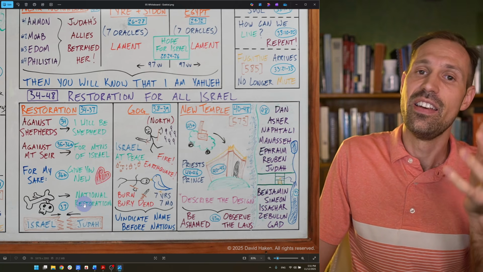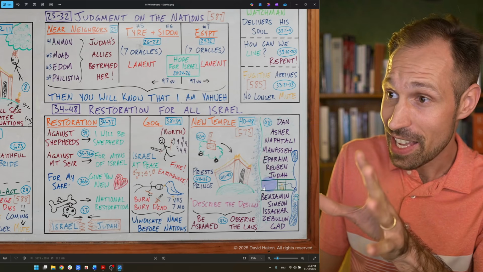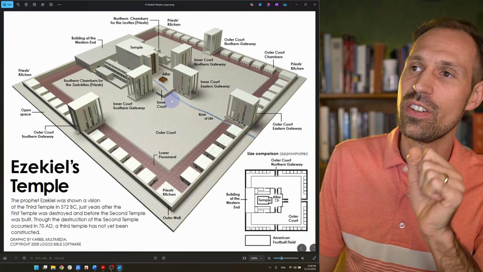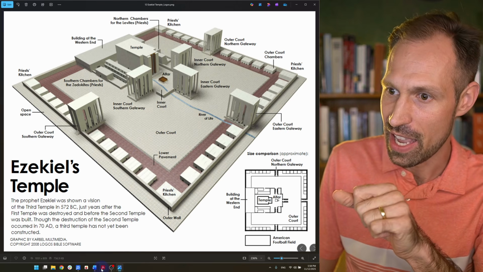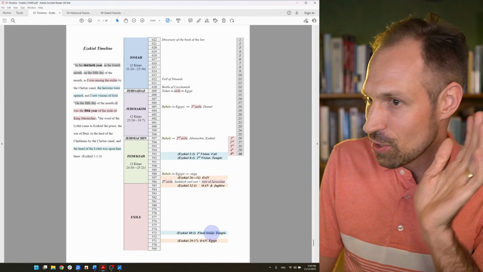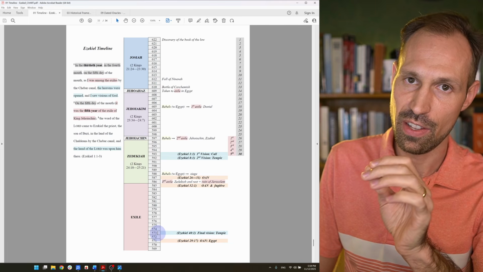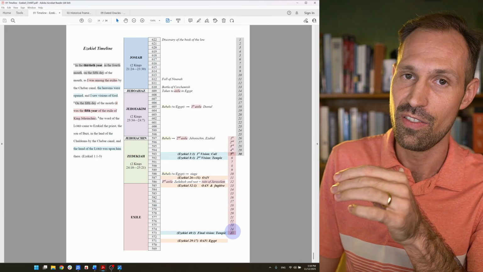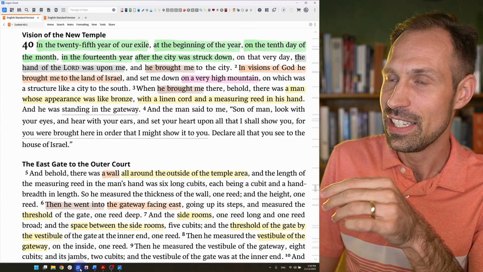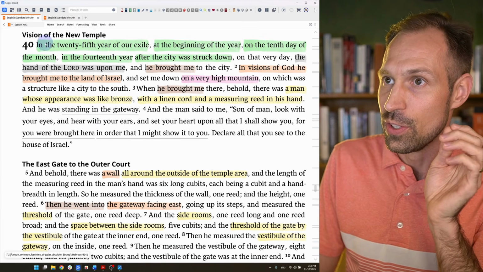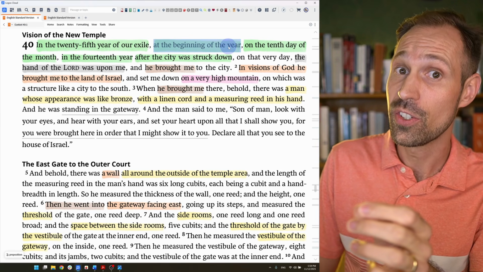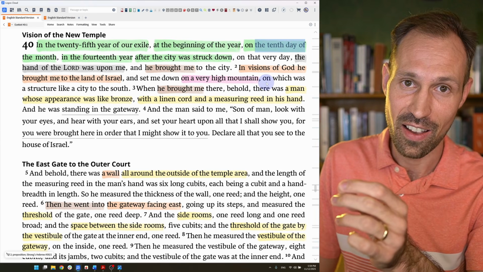But for Ezekiel's final vision of the temple in 40 to 48, we need to return to the timeline. The year of Ezekiel's final vision is 573, which he tells us is the 25th year of our exile. We are in Ezekiel chapter 40, the 25th year of our exile, at the beginning of the year, that is the first month, on the 10th day of the month.